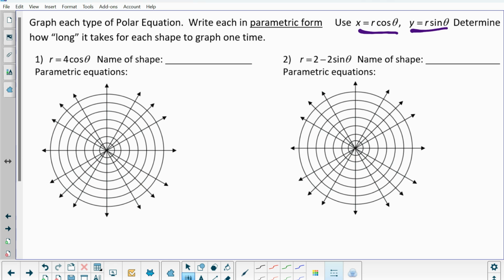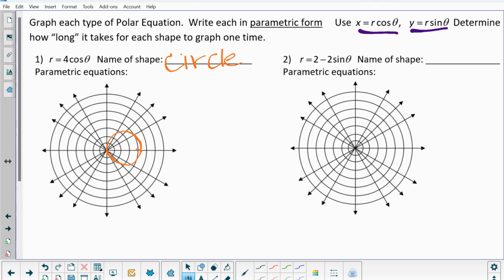So this first one is a circle. And when you graph a circle in polar form, this is a circle that has symmetry over the polar axis. It has a diameter of 4, 1, 2, 3, 4 here. So there's the length of the diameter, and the circle is going something like this.